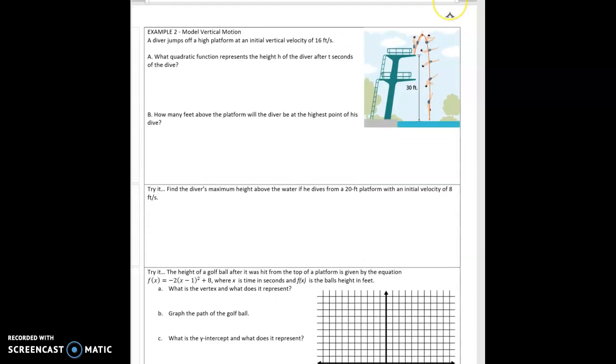So now we're going to look at a diver jumping off, and its initial vertical velocity is 16 feet per second. So we're going to go ahead and write a quadratic function. And remember, in our notes we were given a vertical velocity equation. So we're going to use that idea, which was written as h of t equals negative 16 t squared plus the initial vertical velocity times t plus the initial height.